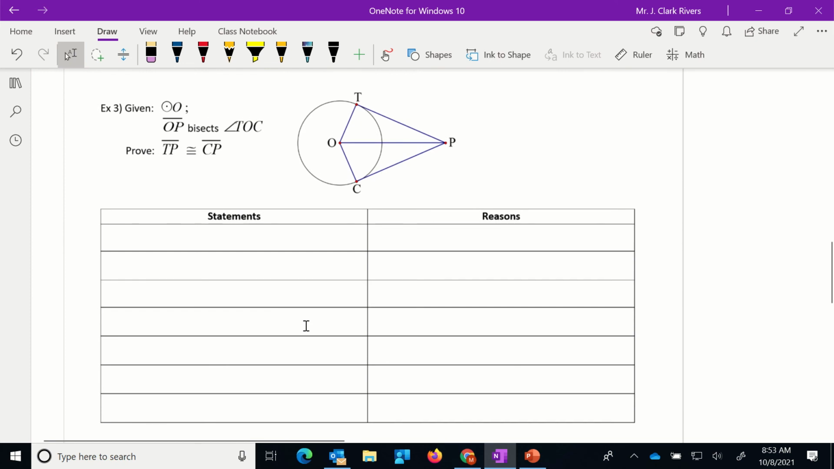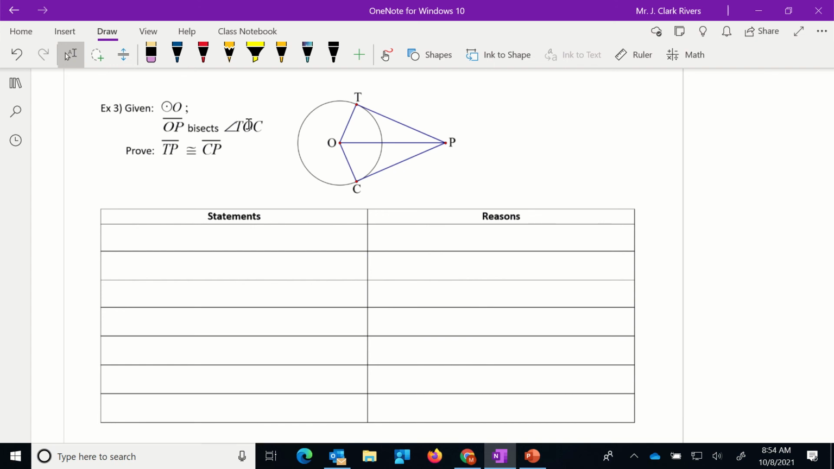We have circle O. OP bisects angle TOC. Be careful about what angle is being bisected. Read that a couple times. Sometimes students bisect the wrong angle. Their brain jumps maybe to one angle, but they were told another angle is being bisected, and then they're making conclusions that aren't true.